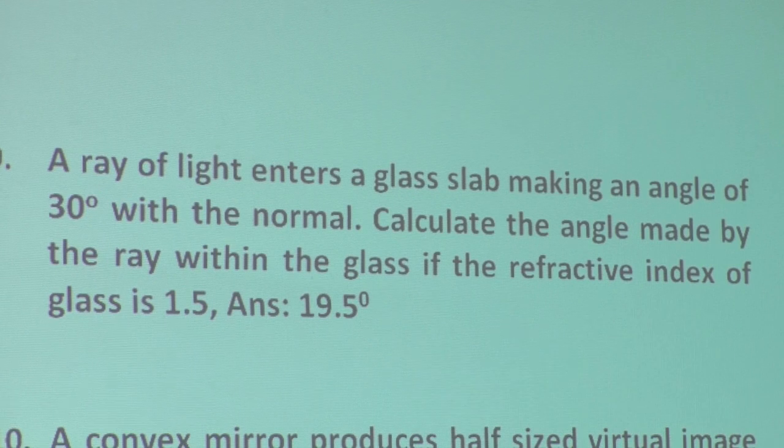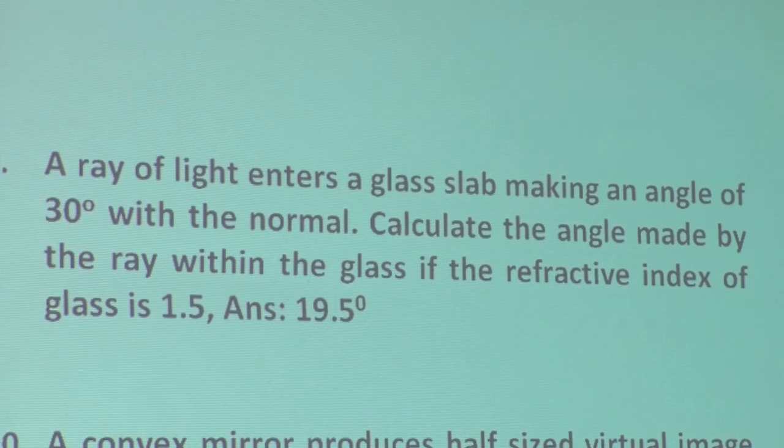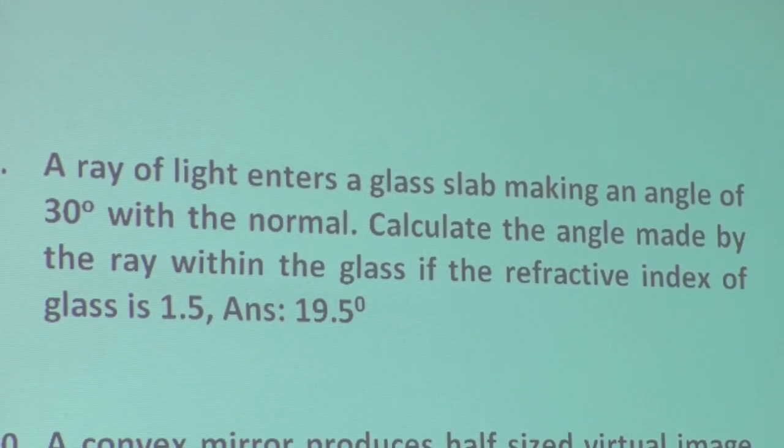See, it is given. Refractive index of glass is 1.5. What do you mean by that? With respect to air. It is not mentioned. Need not be mentioned. It is quite common. A ray of light enters a glass slab making an angle of 30 degree with the normal. Calculate the angle made by the ray within the glass if the refractive index of glass is 1.5. Okay, we will come back to the board now.